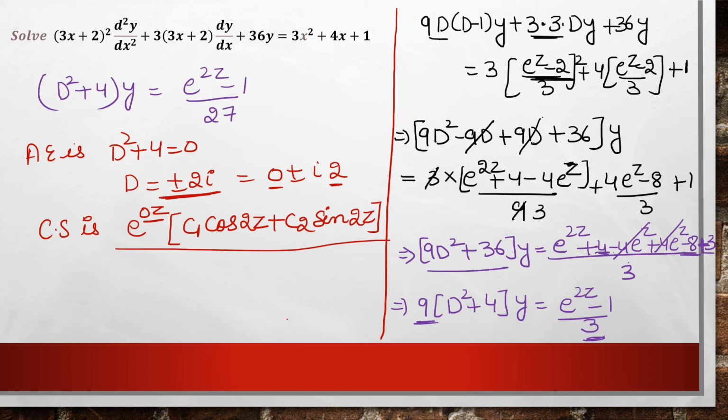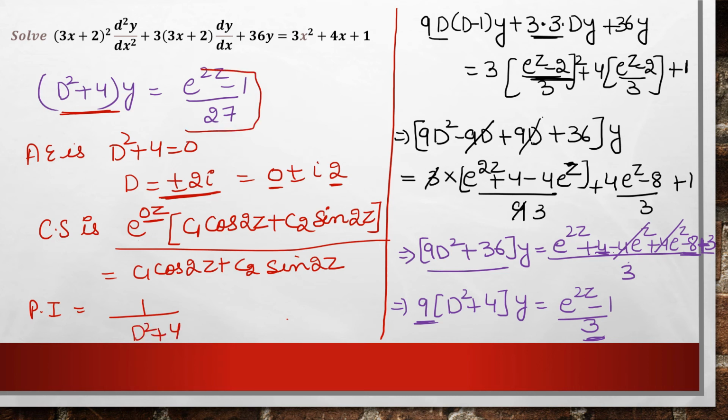Okay, e power 0 is 1. So complementary solution will be C1 cos 2z plus C2 sine 2z. Okay. Now what will be the particular integral? So particular integral will be 1 over f of d. What is f of d? F of d is d square plus 4. Okay. And on the other side what we have? Our capital X is e power 2z minus 1 by 27.